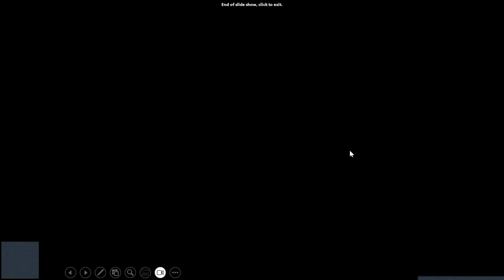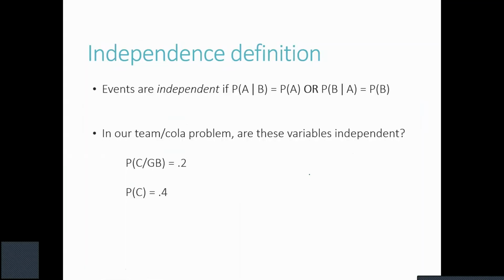So in our problem that we just did, the probability of Coke given Green Bay is 0.2. And so the question is, is that equal to the probability of just Coke? And the answer is no, because the probability of just Coke is equal to 0.4. So these are not independent. Indeed, when we very first looked at this, we said, which cola you like depends on which team you like. They are related, not independent. That's it.